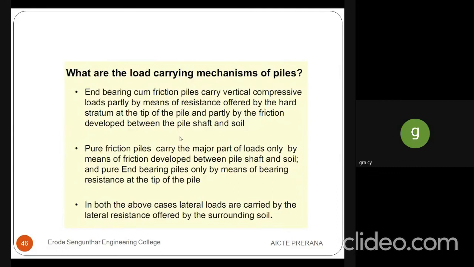So what are the load carrying mechanisms of the piles? When it is a bearing pile, friction piles carry vertical compressive loads partly by means of resistance offered by the hard stratum at the tip of the pile and partly by the friction developed between the pile shaft and soil. Pure friction piles carry the major part of the loads only by means of friction developed between pile shaft and soil, and pure end bearing piles only by means of bearing resistance at the tip of the pile. In both the above cases, lateral loads are carried by the lateral resistance offered by the surrounding soil.